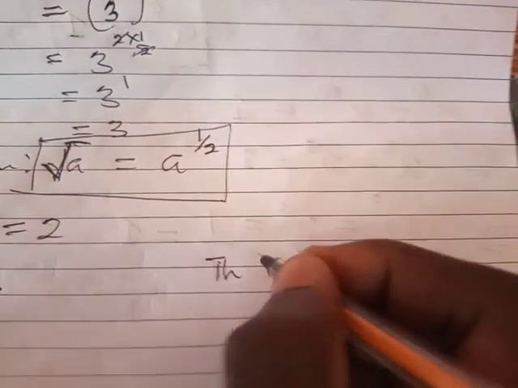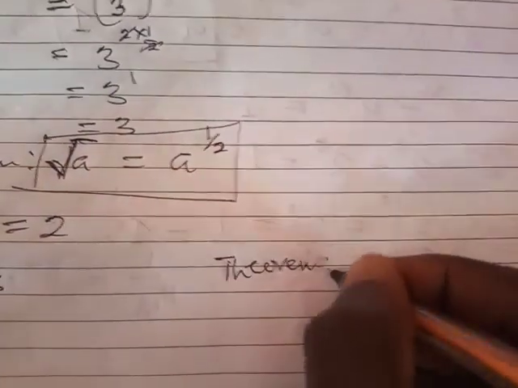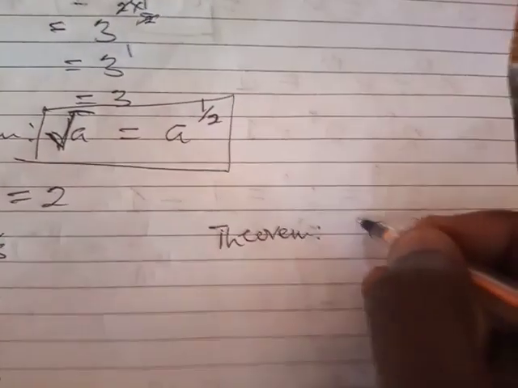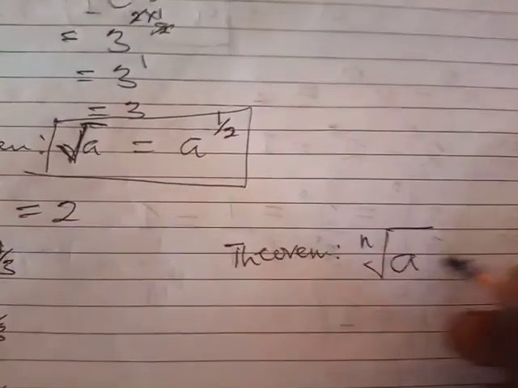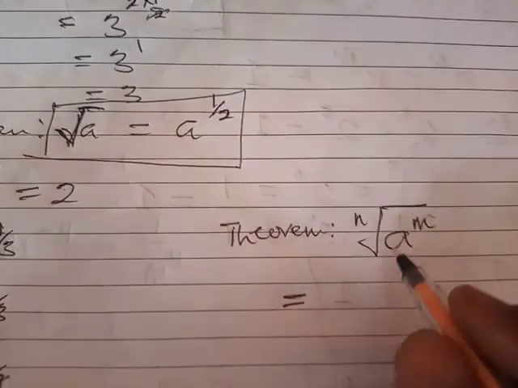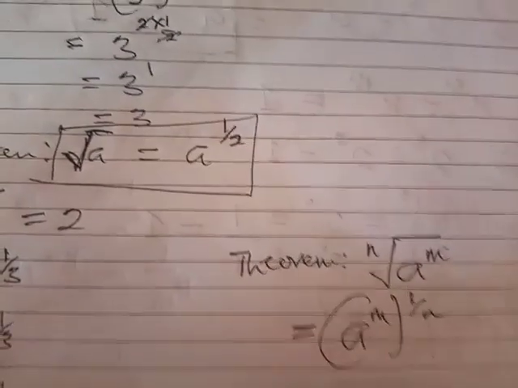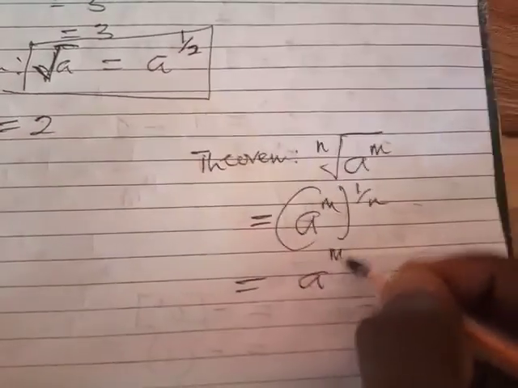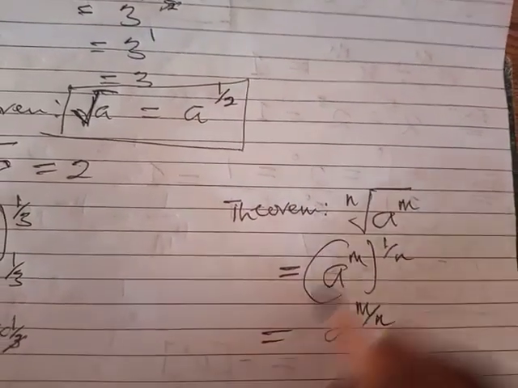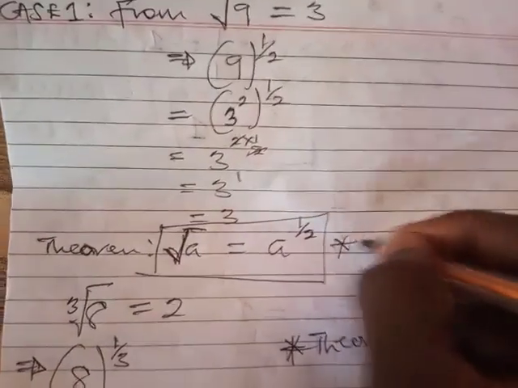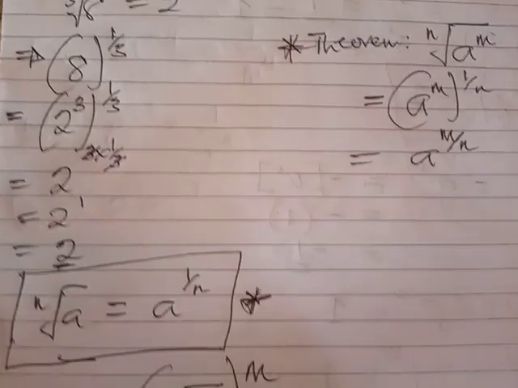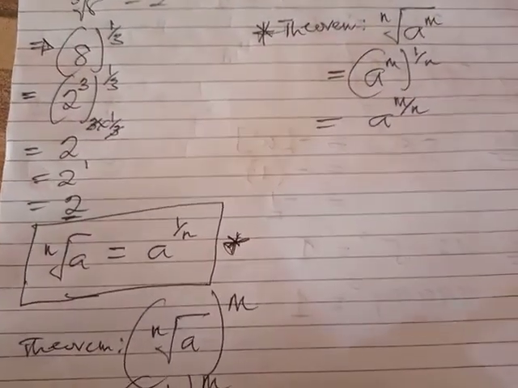Another theorem is saying that if you have the nth root of a exponent m, indices will say that a exponent m times 1 over n, which is a exponent m over n. So we've seen this. Also, we've seen this, and we've seen the nature of this.